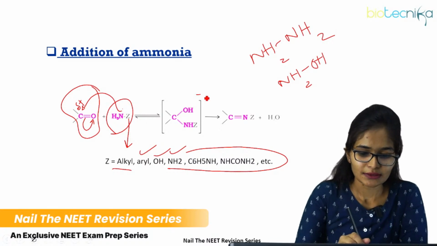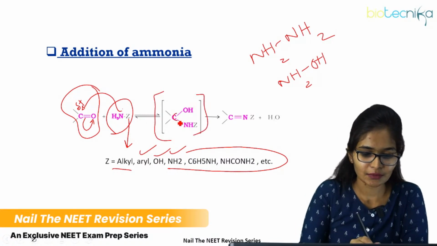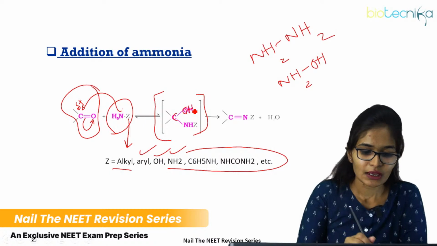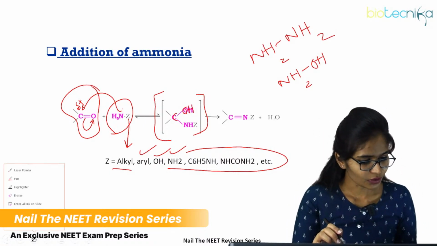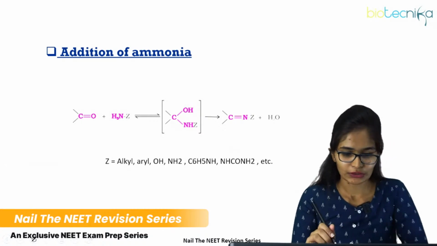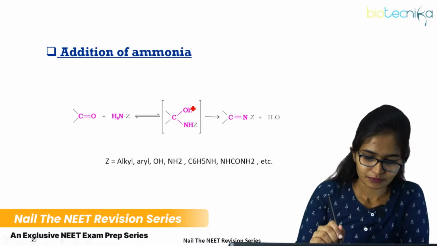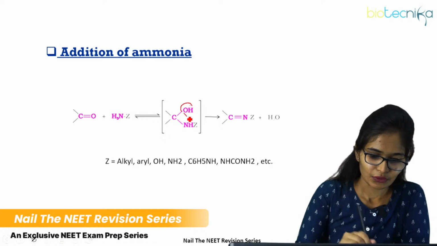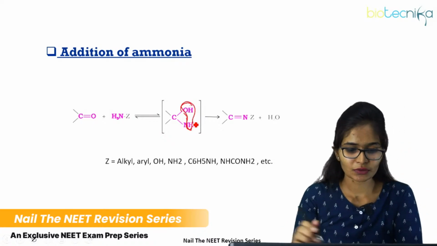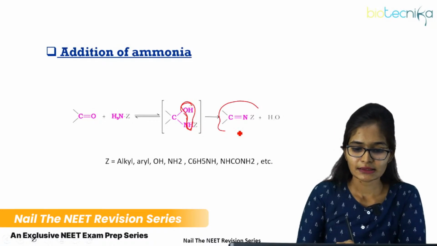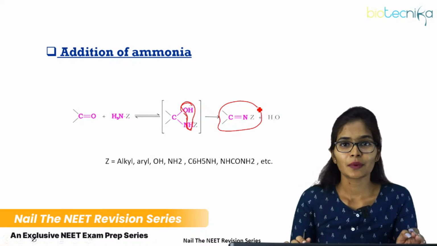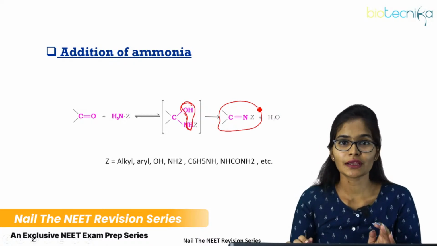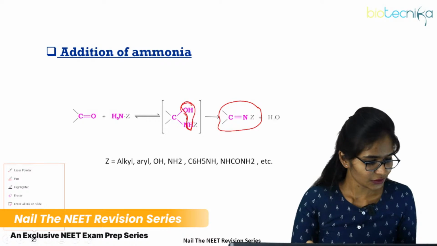Now you can see in the bracket, the carbon which is attached to OH and NHZ. Overall you have to remove 1 mole of water molecule. So this OH and this H will go out as a water molecule, and you will form C=NZ as the product. So this is another example of the nucleophilic addition reaction. And now coming to the next part.